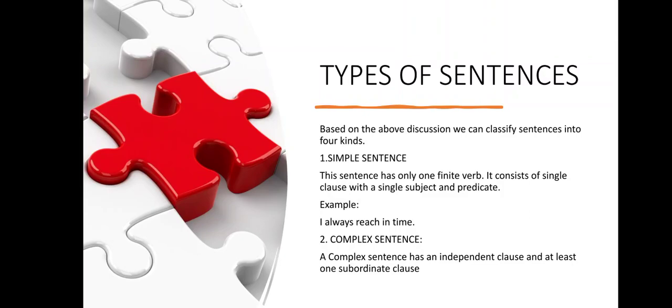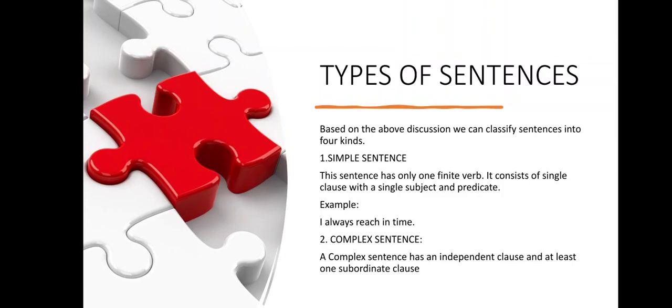Example, she reached there in time, and here "in time," we already discussed before, this is a phrase. And in the phrases also there are different types like noun phrases, verb phrases, adverb phrases, adjective phrases, and we are going to discuss these in our next video.